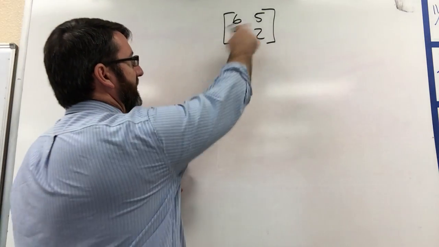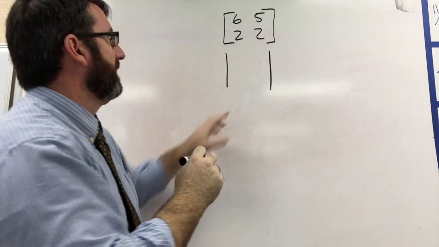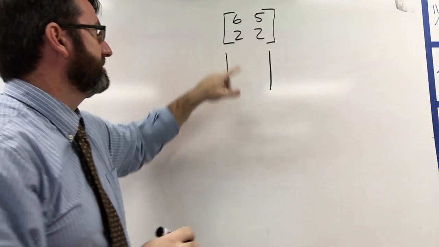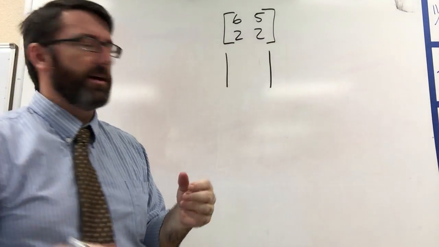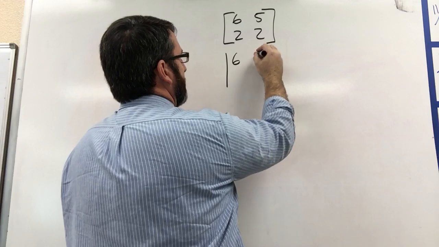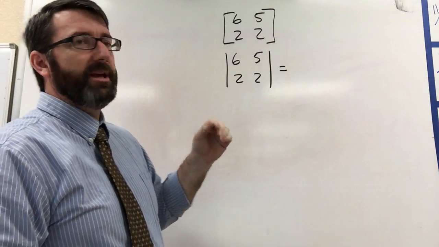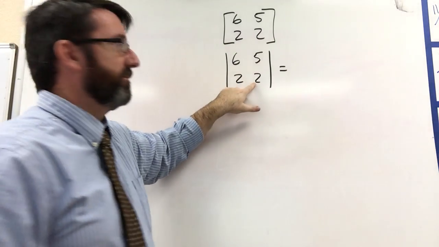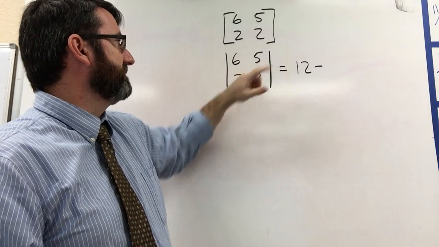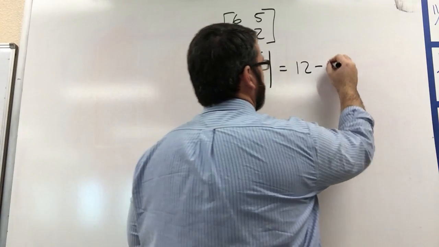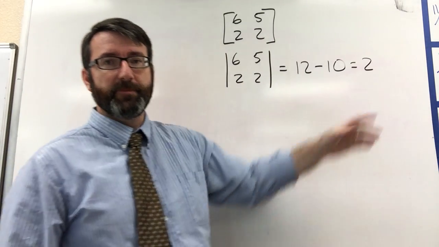To find the determinant, and the way that we show determinant is with these straight lines. Instead of the brackets for our matrix, we're going to have these straight lines. It looks like an absolute value symbol. That means the determinant of this matrix. And it's going to be equal to this number times this number. So 6 times 2 is 12, minus this number times this number. So 2 times 5 is 10. And that's going to be equal to 2. So the determinant is 2.